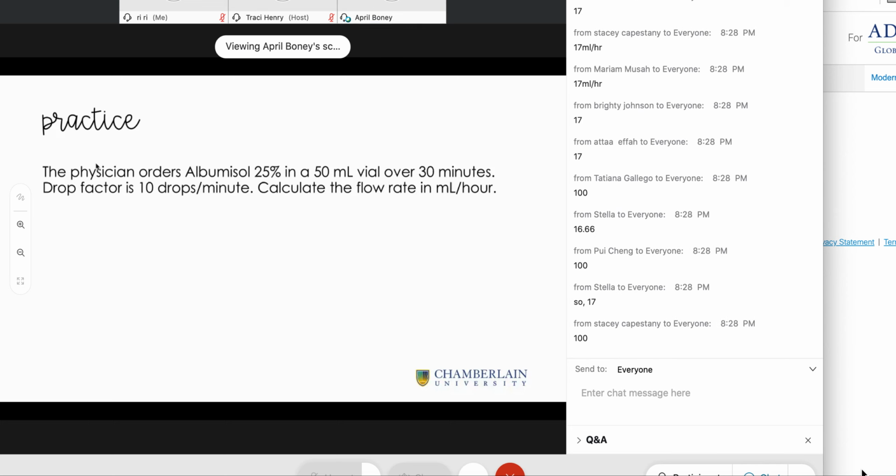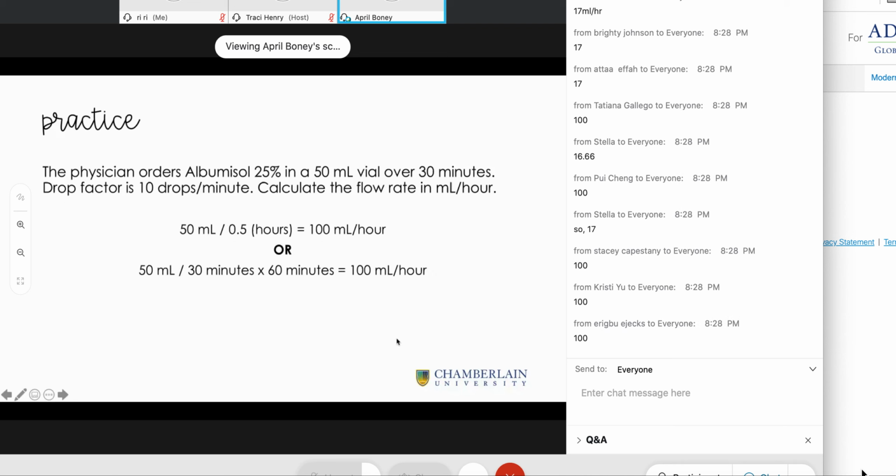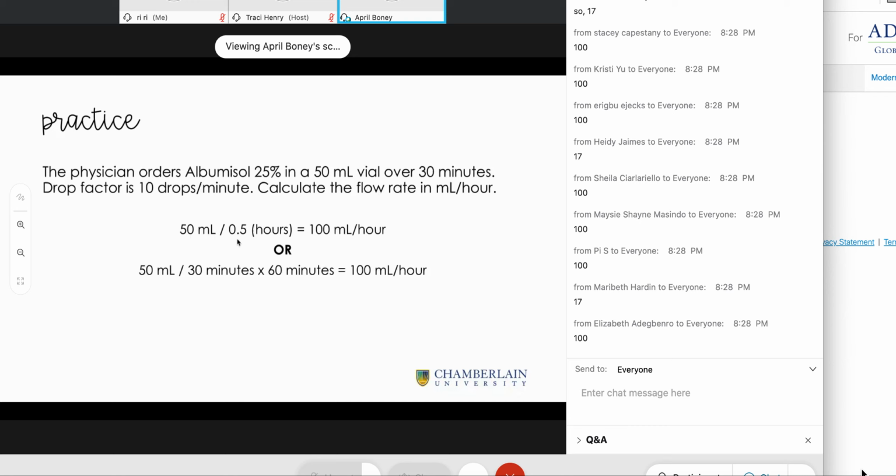So this is the same kind of problem. We're going to do 50 milliliters. Now you have two options because what you have is 30 minutes. Well, what we want is per hour. This is minutes, this is hour. That doesn't work. So you can do 50 milliliters divided by 0.5 because 30 minutes is half of an hour. That works. That will give you 100 milliliters per hour.